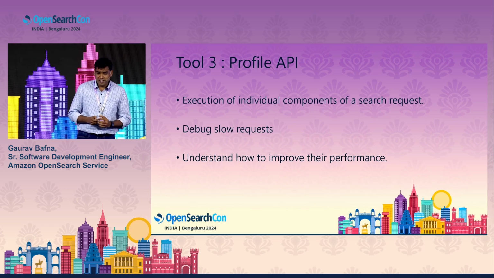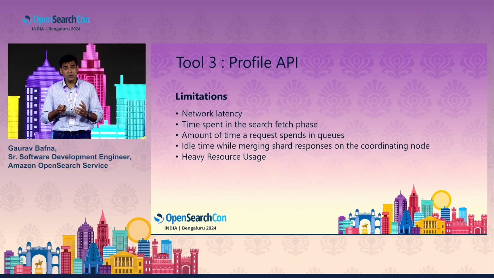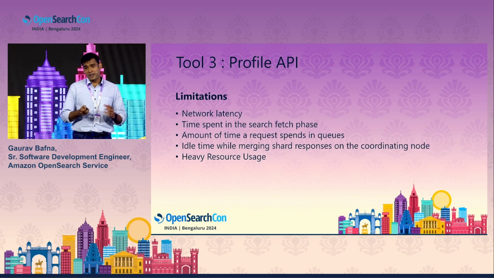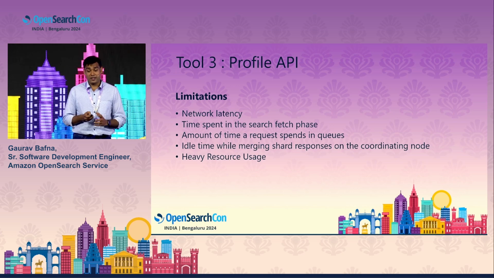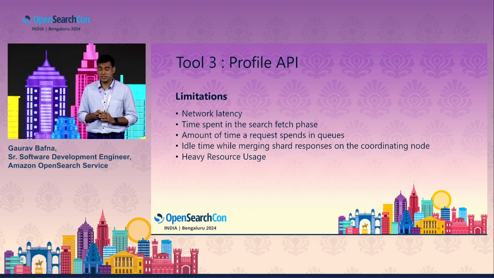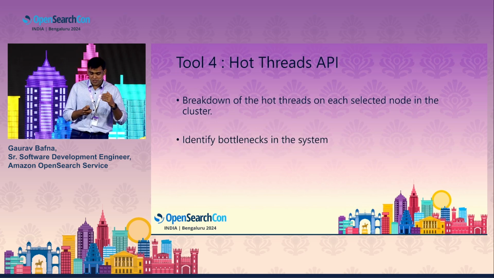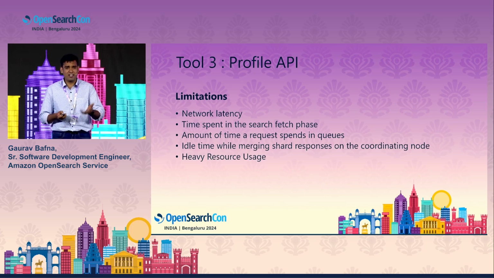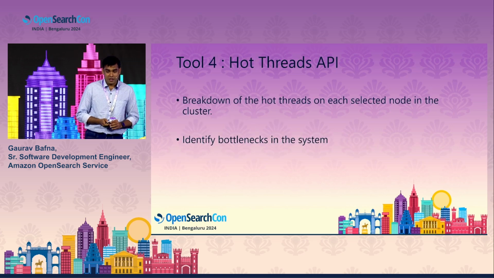Now, what does the Profile API give us? It gives us the individual components of a search request, which we can use to debug the slow request path. What it doesn't give us is the network latencies, the time spent in the queue, or the time spent in the search phase. One important thing to note is the heavy resource usage. If we are using the Profile API, the query itself takes more time, so it's not supposed to be used in production. It's a reactive measure. When you see a problem, you use the Profile API and see what you can do with the results.